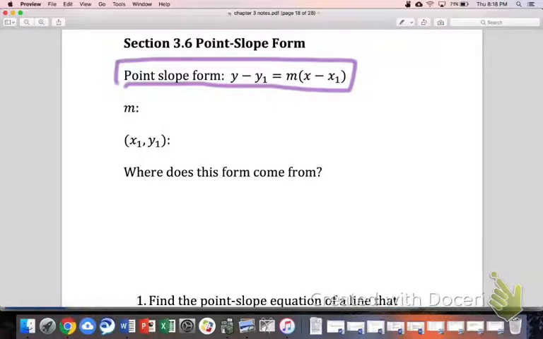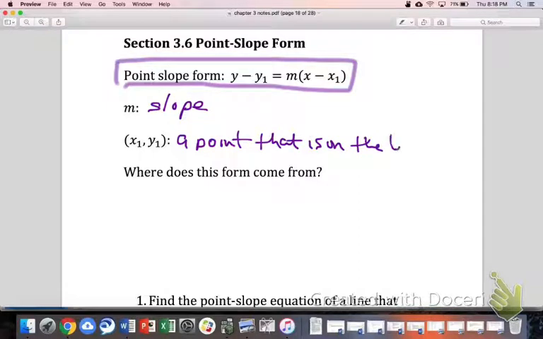So point slope form is y minus a y coordinate equals m times x minus an x coordinate. And let's make sure we remember what these different pieces might mean. M, of course, still stands for slope. And x1 comma y1, this stands for a point that is on the line. A point that is on the line. So this is going to be just an x comma y coordinate set.